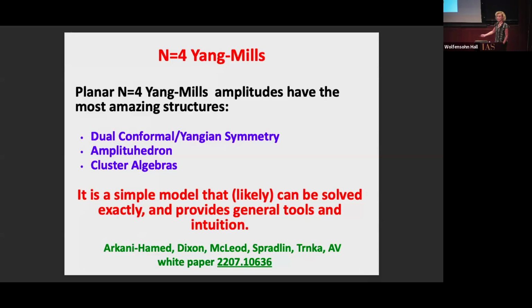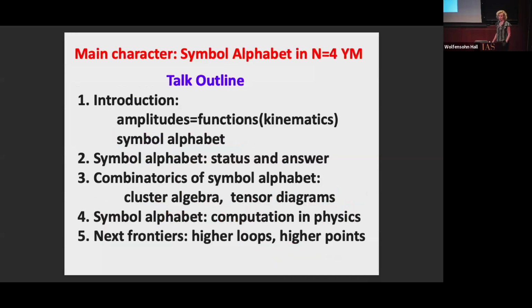So the goal of many of us for the past 15 years has been to try to get as close as possible to solving this theory. Some of these developments are highlighted in a so-called white paper, whose number I put here, and I refer you to that paper for also an extensive list of references. So the main character of this talk is going to be symbol alphabets in N=4 Yang-Mills.